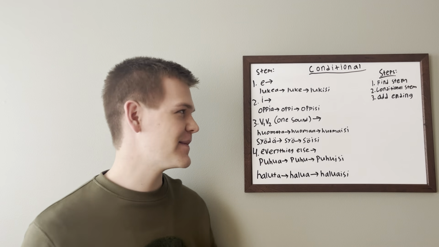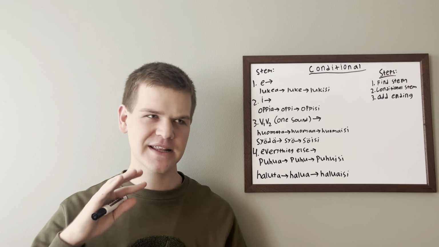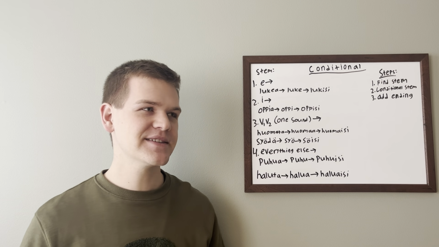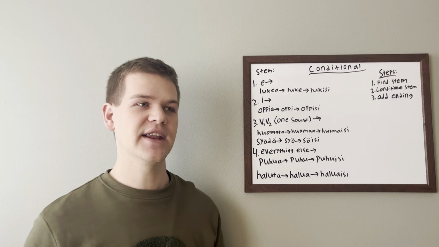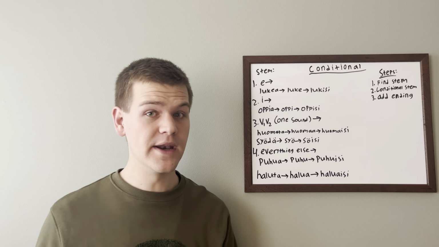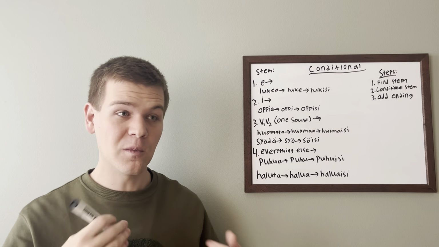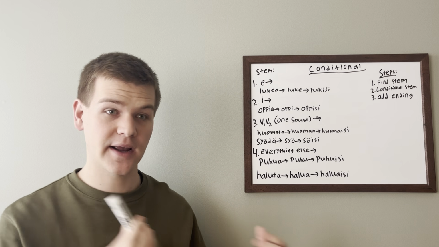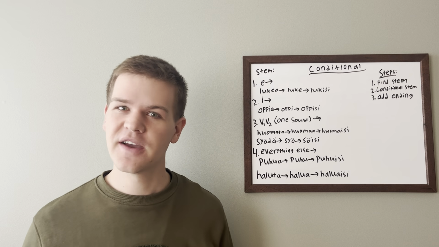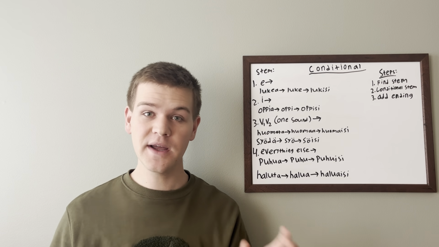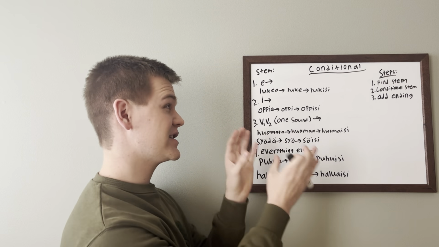Today we're going to be talking about conditional verbs. This may be something that's a little bit less familiar, but this is essentially when something is maybe more conditional upon something else. In English, usually we use the word would. So if I was to say like, I would try, or I would come if, or even if I want to say like, would you like to come, or anything like that. A lot of times when we use the word would, it's when we'll use conditional in Finnish.